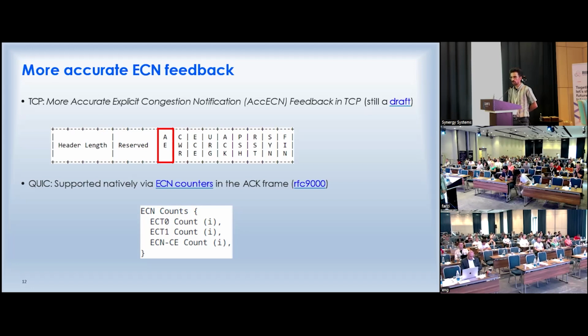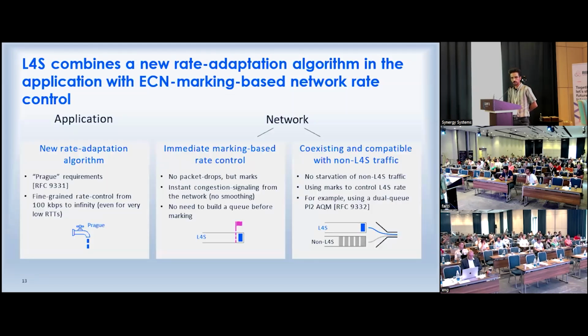We use a concept or notion of more accurate ECN feedback. More accurate notification is fed back in TCP. It's still a draft, but it's very promising. Another quick supported natively via ECN counters. Overall, like I said, L4S combines a new rate adaptation algorithm. It avoids congestion and avoids loss of packets.